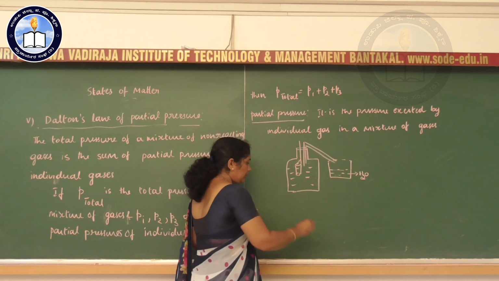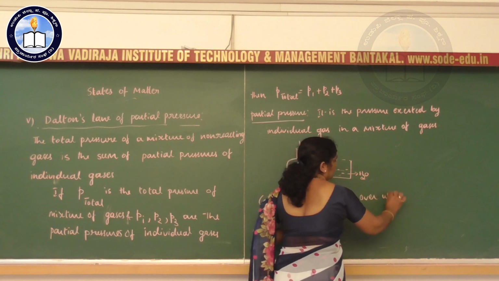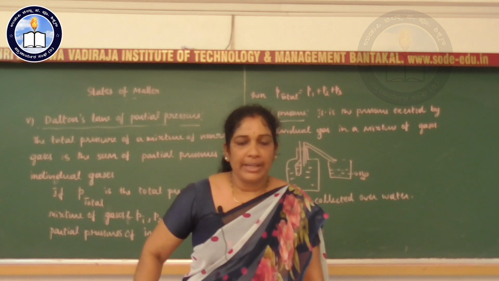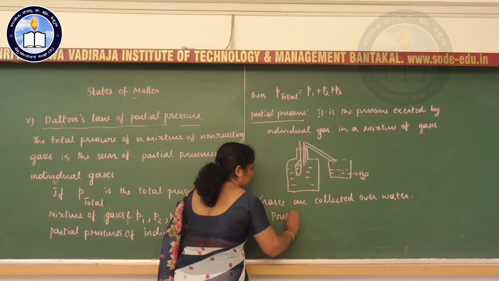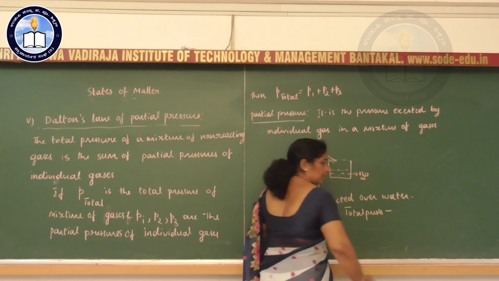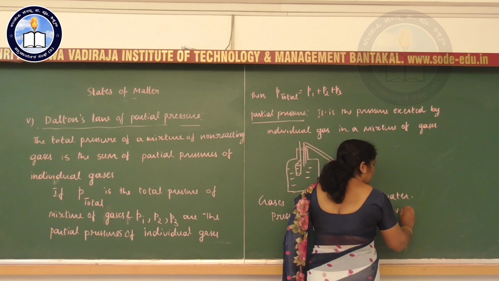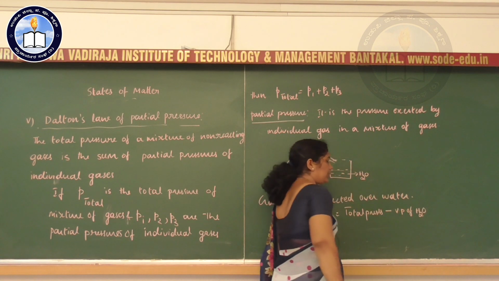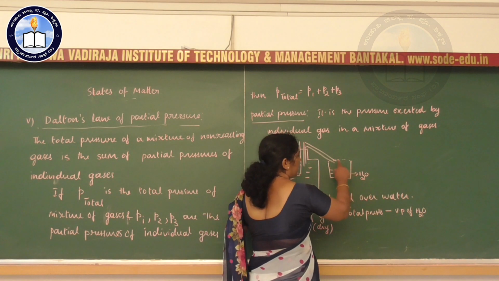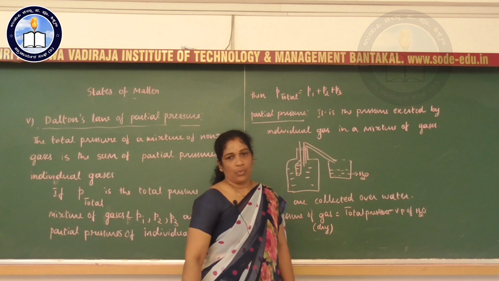So we can say that generally gases are collected over water. So what about the pressure of the gas released? How to find out? The pressure of the gas, means pressure of the dry gas, right? Pressure of the dry gas is equal to total pressure minus vapor pressure of water. Due to the vapor pressure of water, some vapors are present, that gas also collected here. So you have to deduct the vapor pressure of water from the total pressure. Pressure of the dry gas is nothing but total pressure minus vapor pressure of the water.